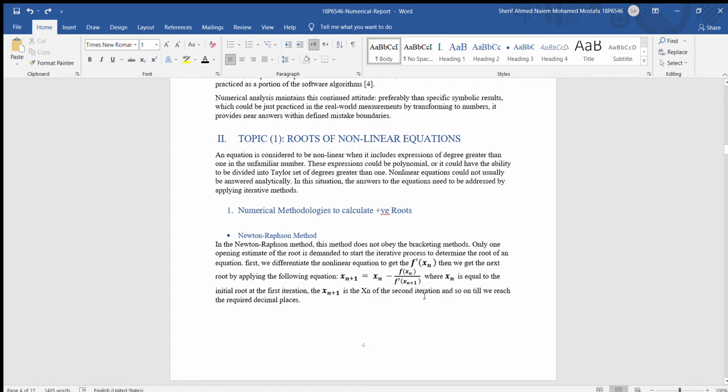x_{n+1} equals x_n minus f of x_n over f dash of x_n. x_n is the initial root of the equation, x_{n+1} is the next iteration root of the equation, f of x_n is the nonlinear equation at the point x_n, and f dash of x_n is the derivative of the nonlinear equation at the point x_n. The Newton-Raphson formula is the most accurate iterative formula to get a positive root for a nonlinear equation.